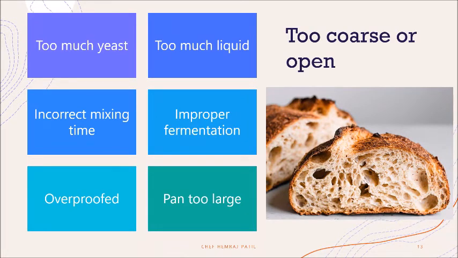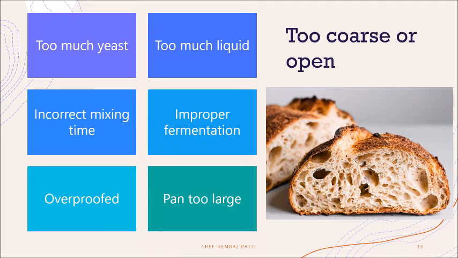Second one, too much liquid. If too much liquid is used in the recipe, that moisture, when you bake the bread, converts into steam and big pockets are formed inside the bread. Incorrect mixing time. If the dough is overmixed, in that case also more gluten is developed and it holds all the gases inside.